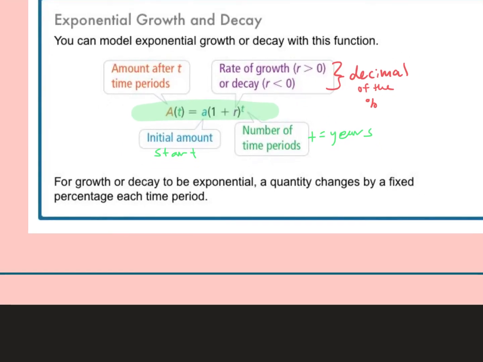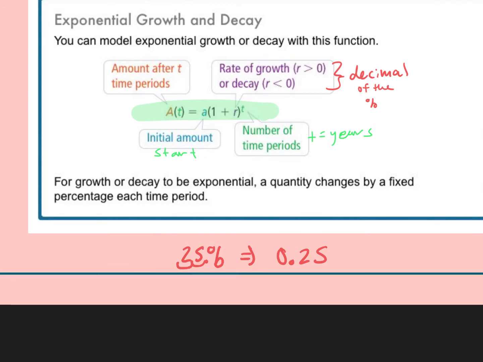So let's say we had 25%. What would be the decimal version of it? If our decimal's here in 25, we just move it twice, so it would be 0.25.